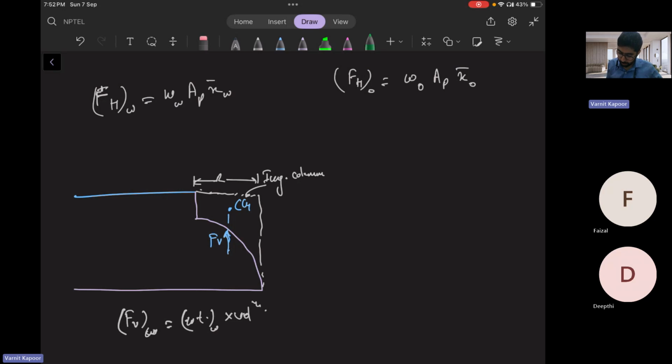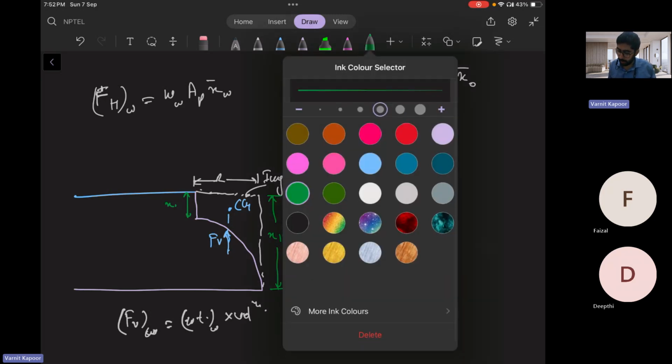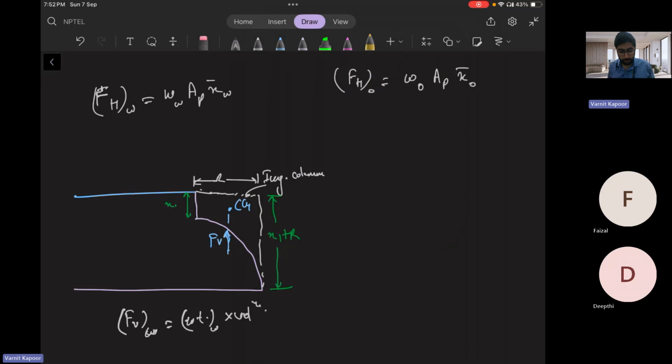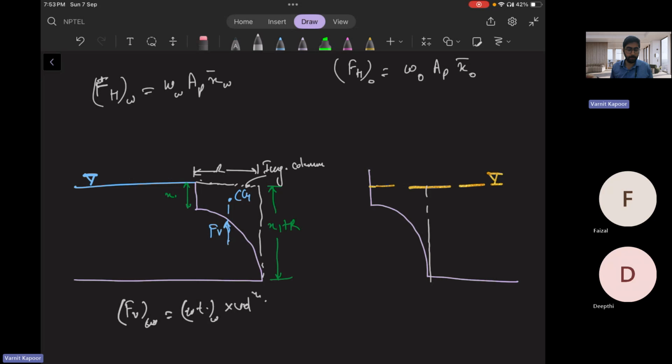If this is x1, the height will be x1 plus r. Okay. And on the right hand side, if I have oil, the free surface is of oil. First of all, I'll draw. This is your surface and the oil is here. This was water. Okay. So again, the vertical force will be directly calculated because you don't need to draw any imaginary column. Right hand side, the oil is already there.